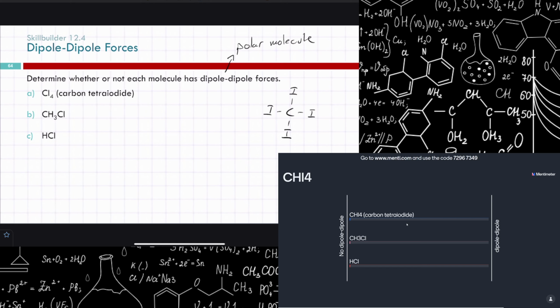Was there a question? Go ahead. Right, correct. So this one's nonpolar because there's no lone pair and all of the atoms attached to carbon are identical, or the same. So if this is nonpolar, does it have dipole-dipole forces, or are there no dipole-dipole forces?